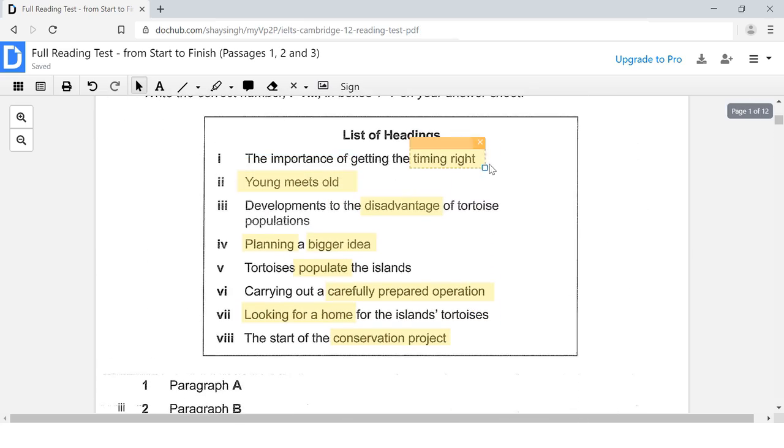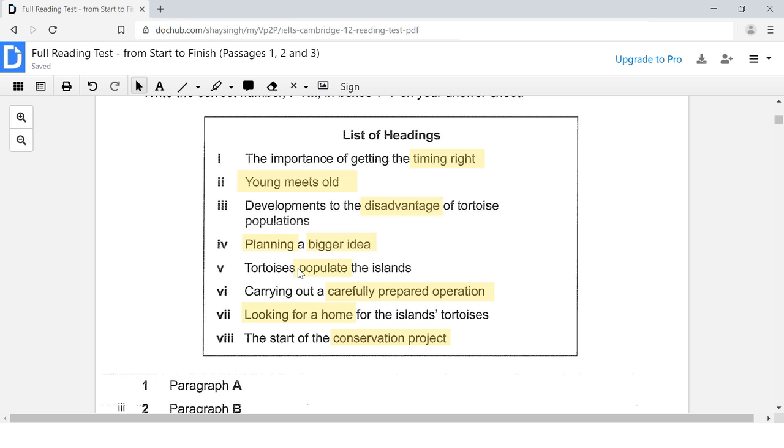Let us look at our answer choices. Here is talking about how young meets old. A tiny tortoise meets a fully grown one. Young meets old. There's no other answer choice here that can be the correct fit for that.